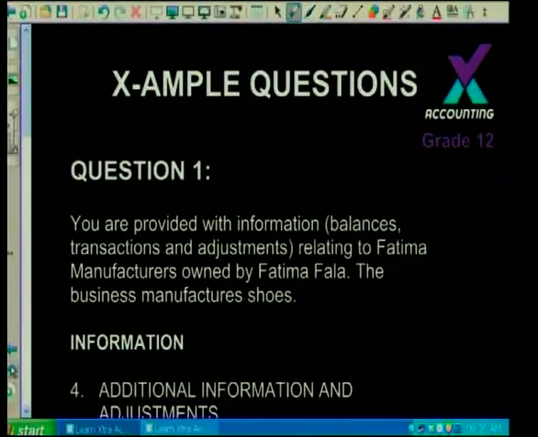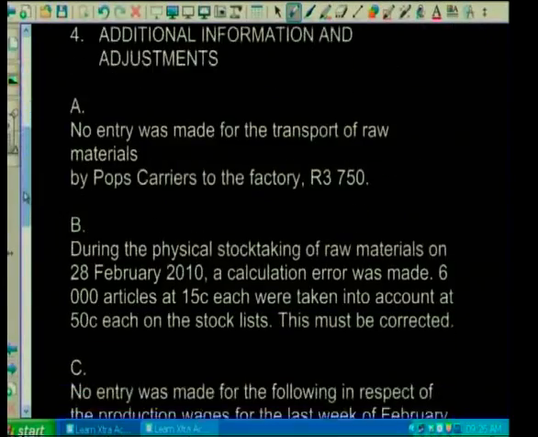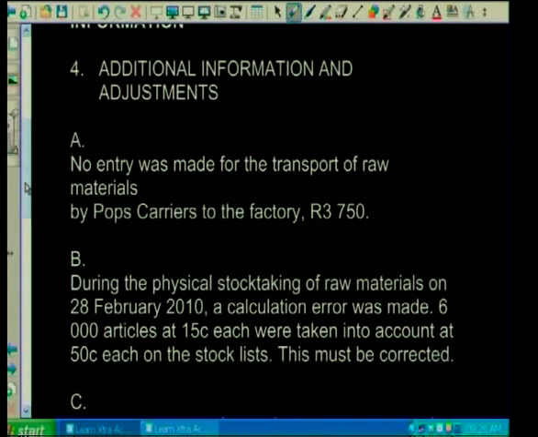Right, next bit of info. Additional information and adjustments. Additional information A, no entry was made for the transport of raw materials by POP carriers. Now again, guys, can you see the word raw materials? So this adjustment is going to assist me with my direct material cost.